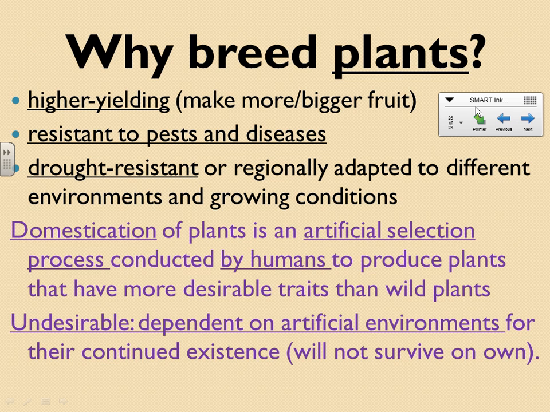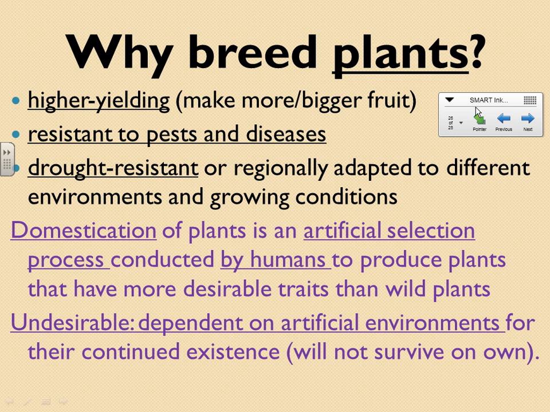Domestication of plants is an artificial selection process conducted by humans to produce plants that have more desirable traits than wild plants. Some undesirable things: they're dependent on artificial environments for their continued existence. Basically, a lot of our plants that we have bred, some of the tomatoes, you go to the store and you get the seeds at the store for tomatoes. If you throw those out in the wild, let them go, they're probably not going to grow. They need humans to come help them out and give them the things that they need.